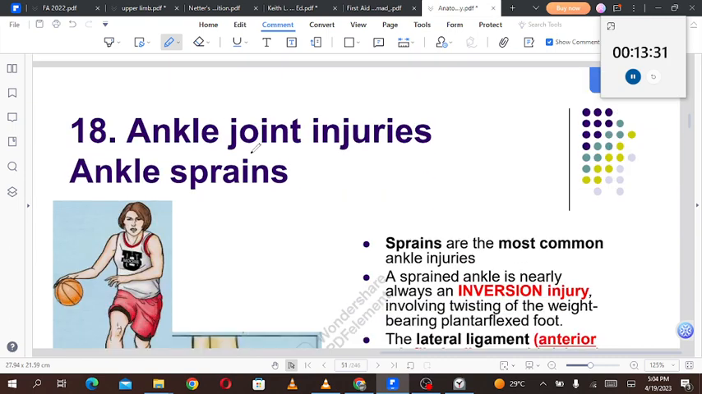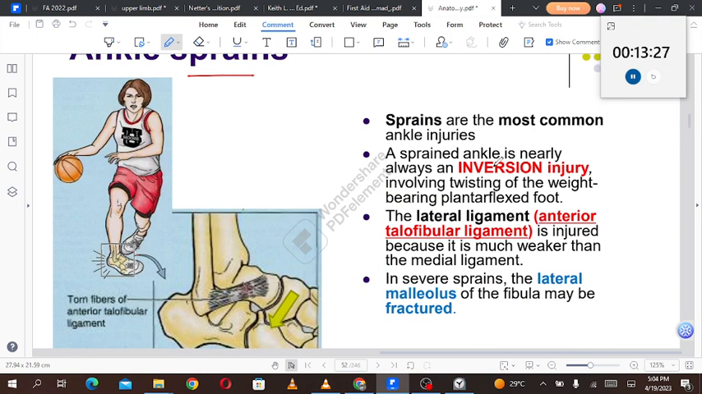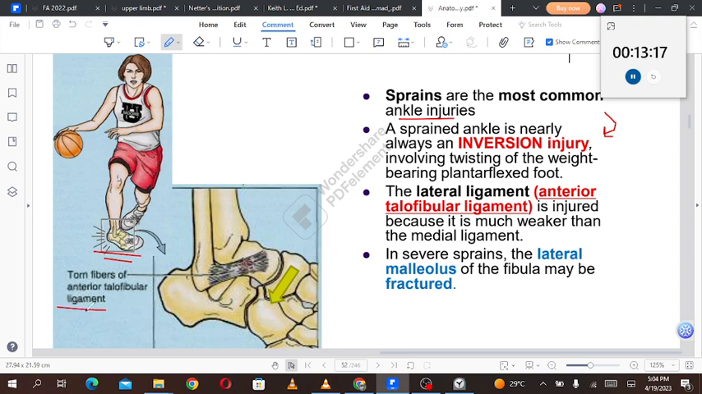Okay, ankle joint injuries and ankle sprains. What are they? Sprains are the most common ankle injuries. The sprained ankle is nearly always an inversion injury. As you can see in this picture, the torn fibers of the anterior talofibular ligament. Mostly it is the inversion injury that is causing the sprain, involving the twisting of the weight bearing plantar flexed foot. The lateral ligament, the anterior talofibular ligament, is injured because it is much weaker than the medial ligament.